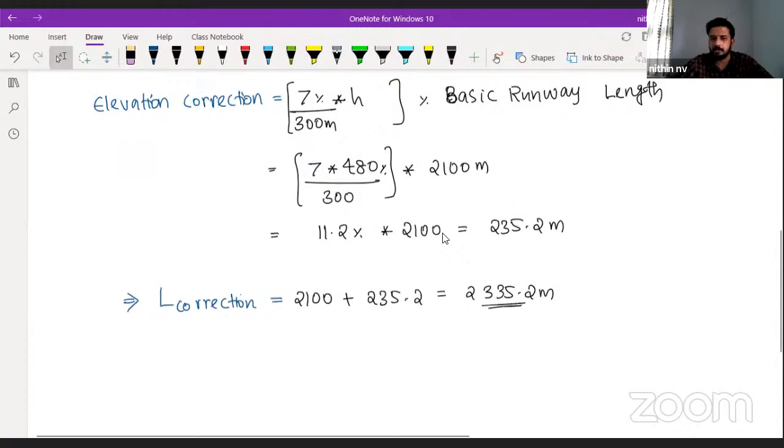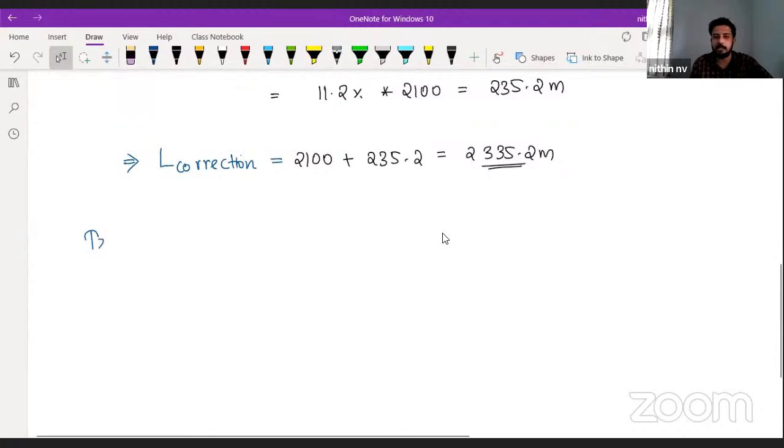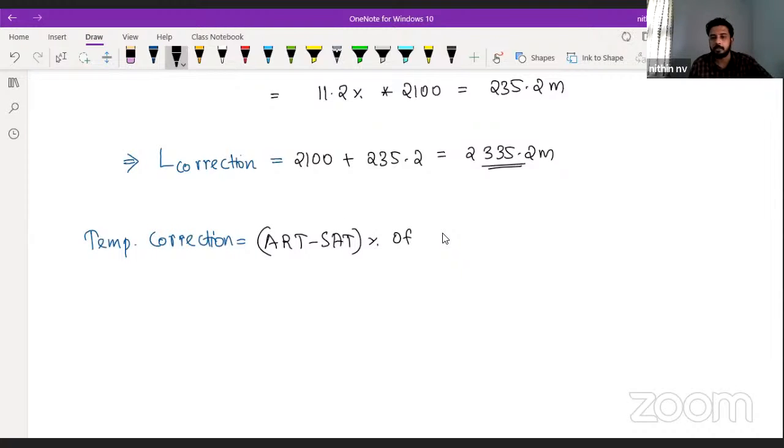But this is not what they are asking. They are asking what is the temperature correction. But to calculate the temperature correction, this order we have to follow. This is very, very important: ART minus SAT percentage of this corrected length. This is why we have calculated this length. This order is very, very important for us.